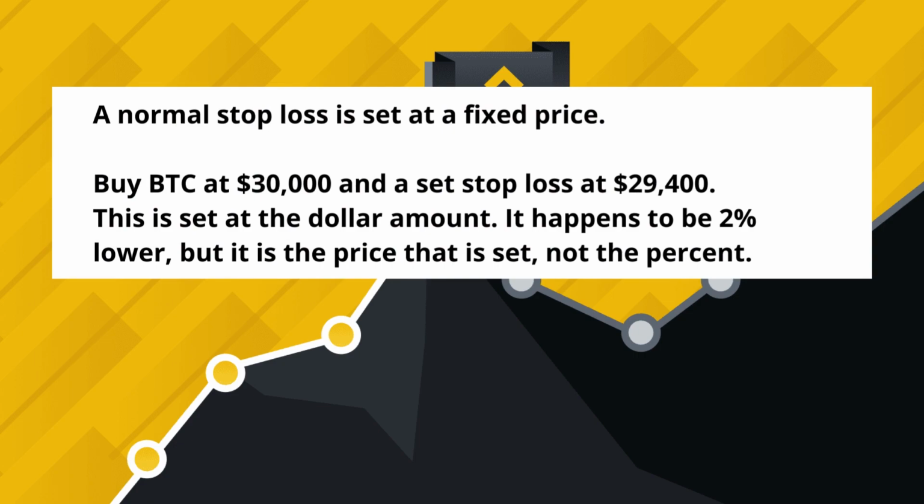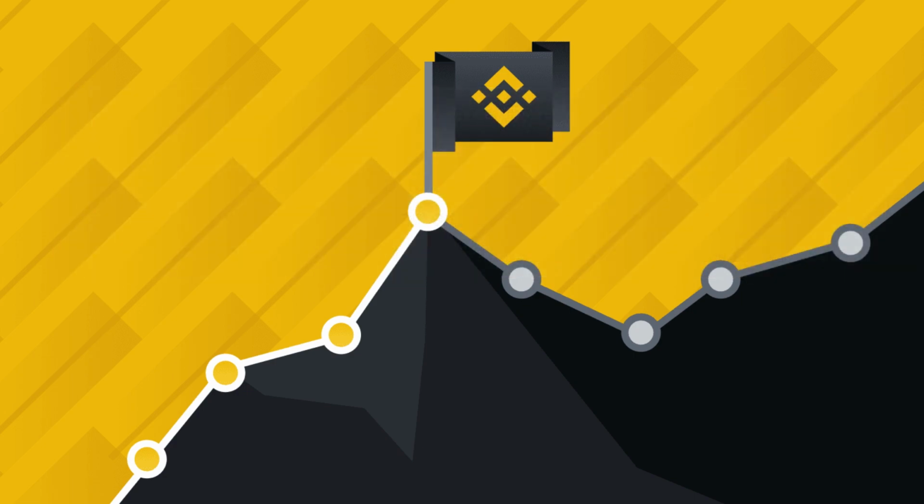A normal stop loss is set at a fixed price. So say, for example, you're buying some Bitcoin at $30,000 and you set a stop loss at $29,400. This is set at the specific dollar amount. Now it happens to be 2% lower, but it is the price that is set and not the percentage.